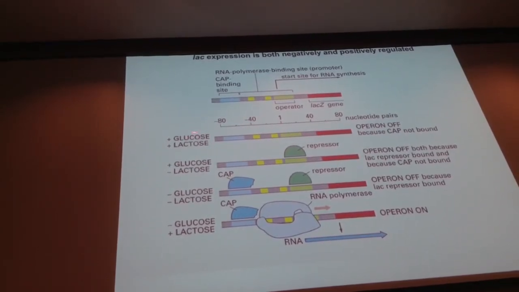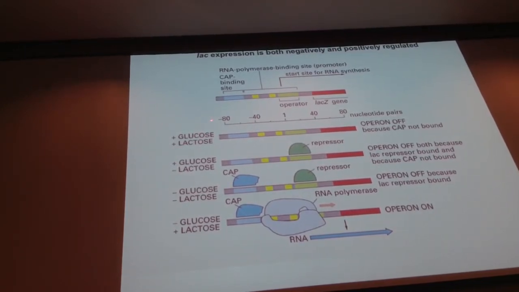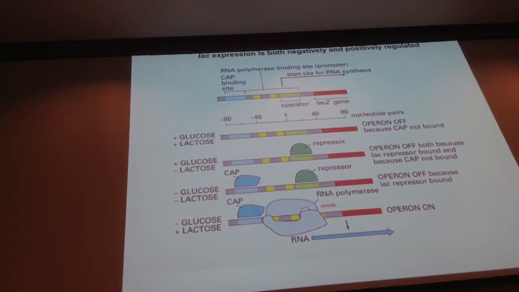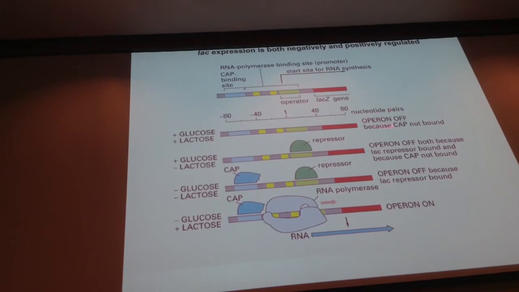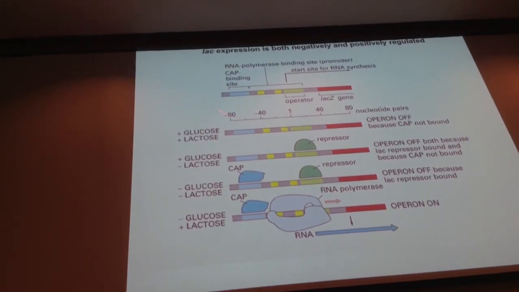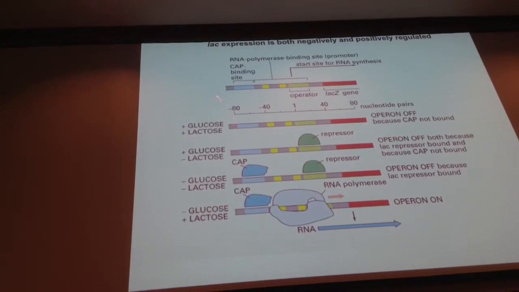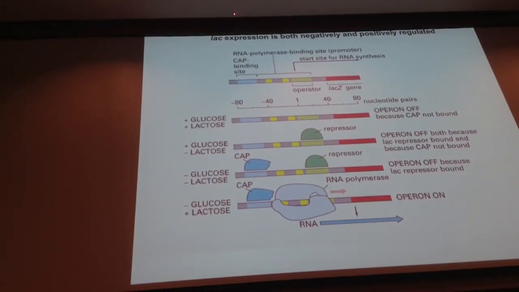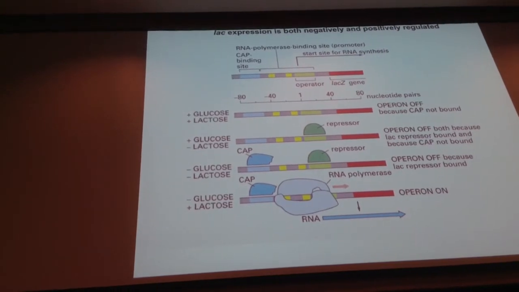If there's a lot of glucose in the cell, then you don't have to activate this pathway. So the operon is off because the CAP protein is not bound. In the absence of glucose, the CAP protein binds. Remember, CAP is an activator of the lactose genes.